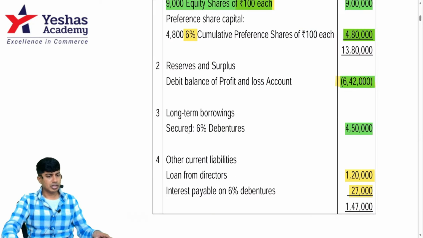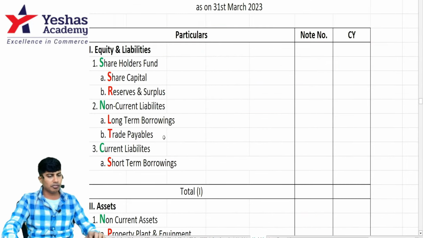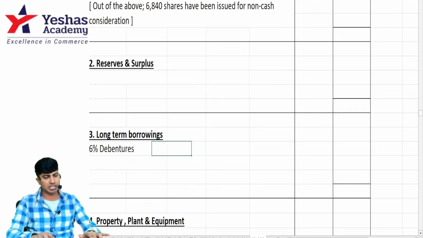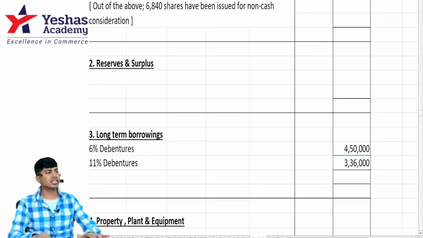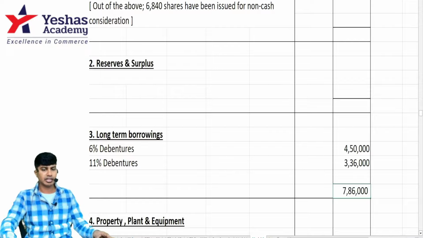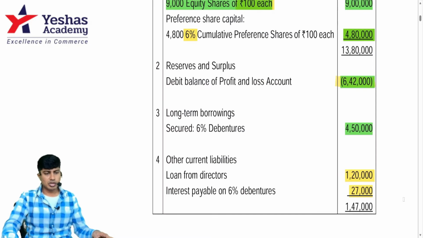In my notes to accounts, I'll open one note for long-term borrowing. I would write 6% debentures, 4 lakh 50 separately. 11% debentures, 3 lakh 36,000 separately. Together it is 7 lakh 86. We'll post it to balance sheet later. I hope everybody got this.